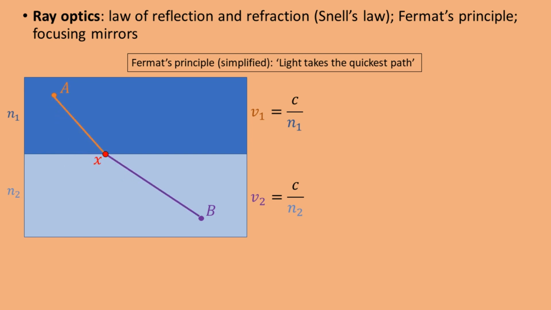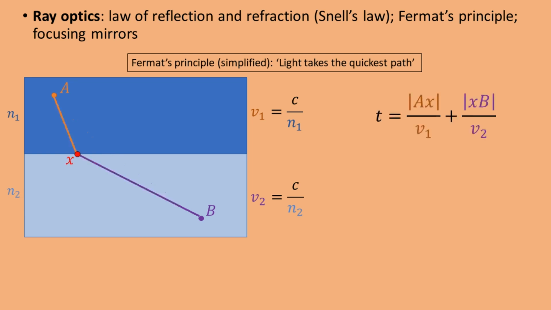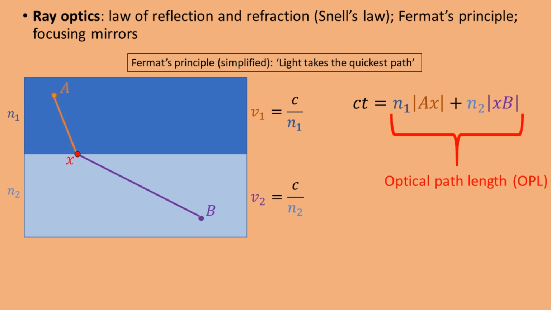To find this point, we write the total travel time as a function of x. The total time is equal to the distance traveled in medium 1 divided by the speed in medium 1 plus the distance traveled in medium 2 divided by the speed in medium 2. If we multiply both sides by c, we get an expression that involves the refractive indices multiplied by the geometric distances, which is referred to as the optical path length.